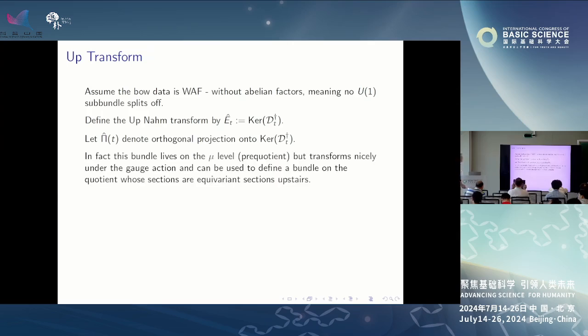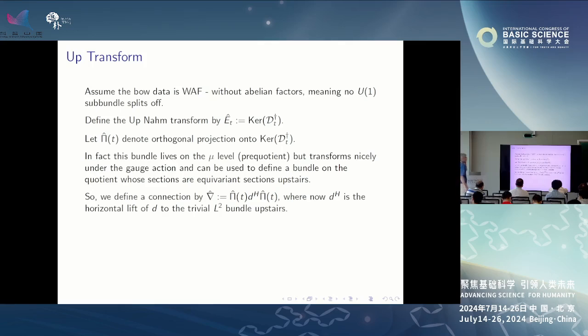And really, the relevant objects here are living not on the parameter space, multicentered Taub-NUT, but on the level set of the moment map, but that just means we have to pass to equivariant sections to define our bundle. So we define some connection nabla hat by taking a pi hat sandwich of the horizontal lift of our D to the trivial L2 bundle upstairs, and we'll call the transform in this direction the up transform.